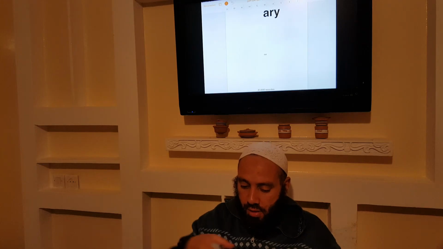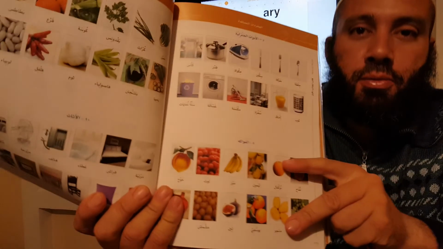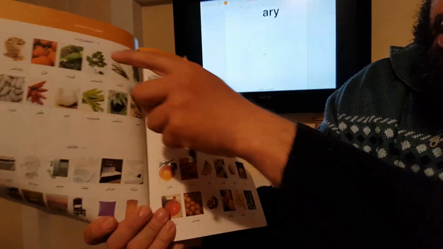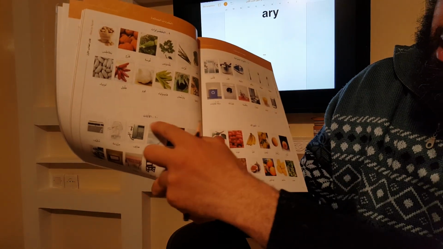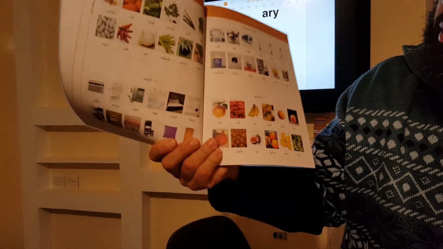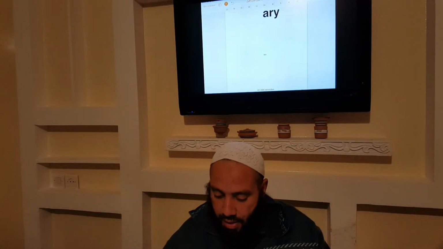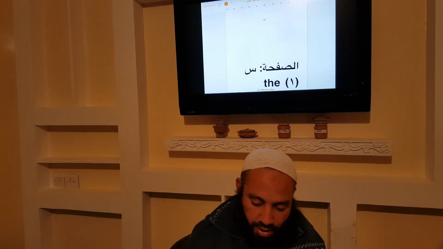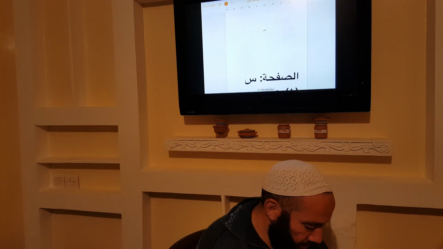As you can see, supporting vocabulary. We will go through that inshallah. Al-Fawakihu, the fruit. Al-Khadrawatu, the vegetables. Al-Athathu, the furniture. Okay? So many words are there. And after that we have As-Safhatu, the page.